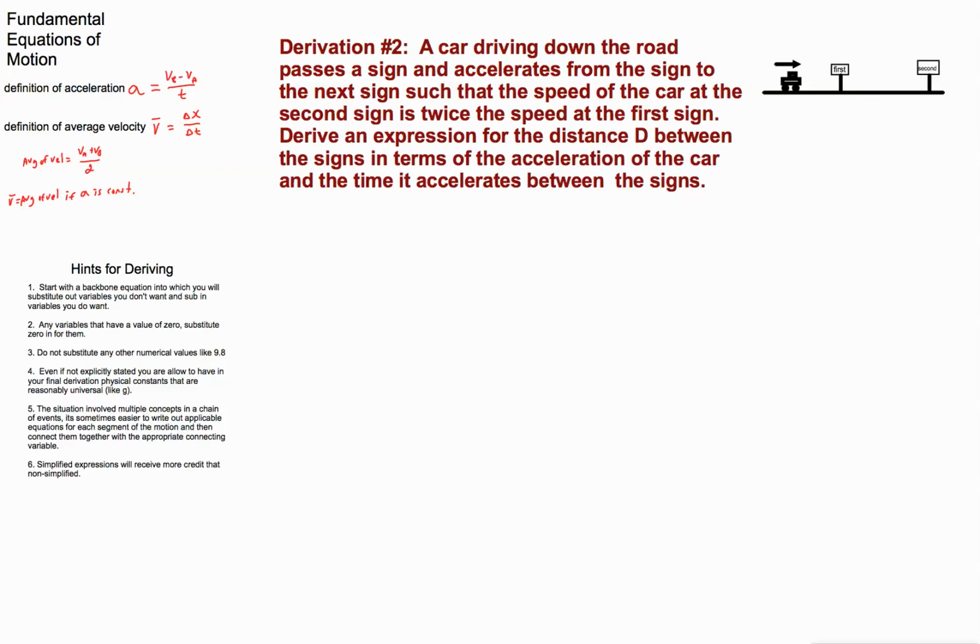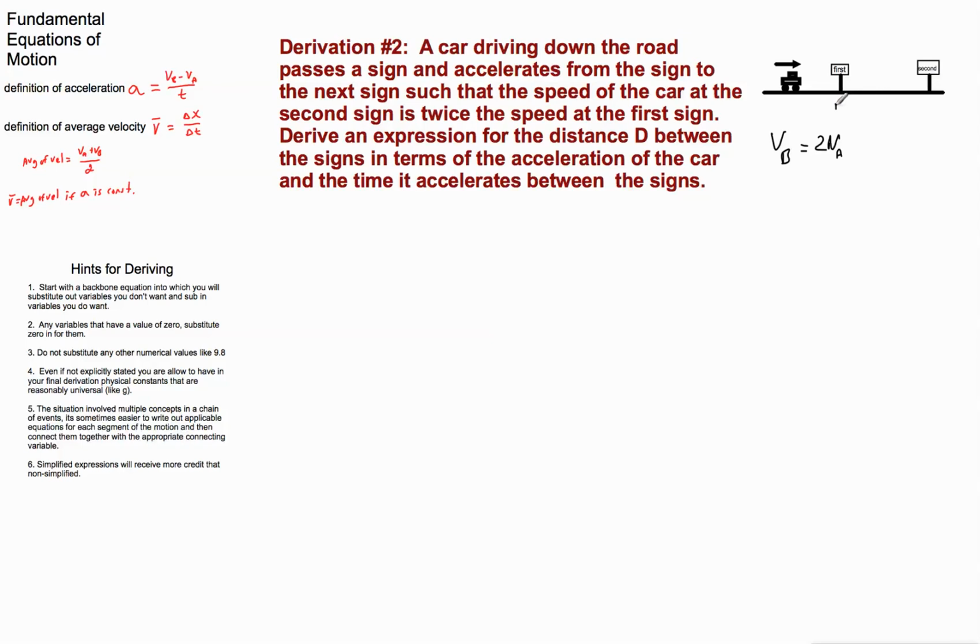All right, in this situation, a car is driving down the road at some speed we don't know when it passes a sign. When it gets to the sign, it starts to speed up, and it speeds up all the way to the second sign. So right here, it accelerates from sign to the next sign. But the condition of this problem is such that the speed of the car at the second sign is twice the speed of the car at the first sign. In other words, VB is equal to 2 VA.